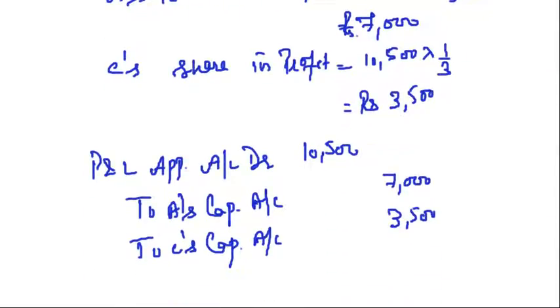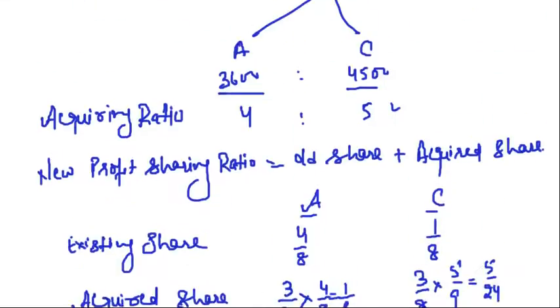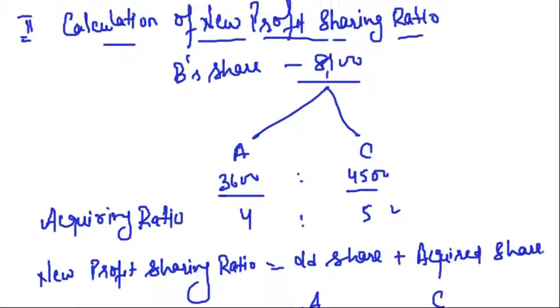Is that clear, friends? This is a simple question. The only complicated thing here is how to identify the ratio in which the remaining partners are acquiring the share of the retiring partner. That you have to identify from the amount they are paying for acquiring the share. The amount paid is 3,600 and 4,500. That means they are acquiring the share in the ratio of 4:5. Clear?